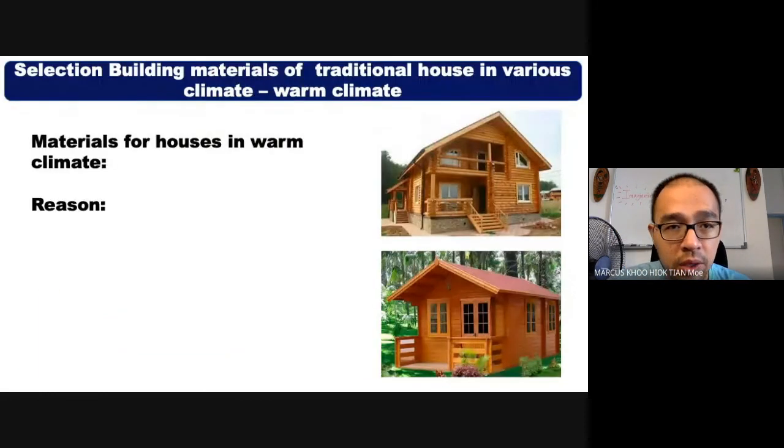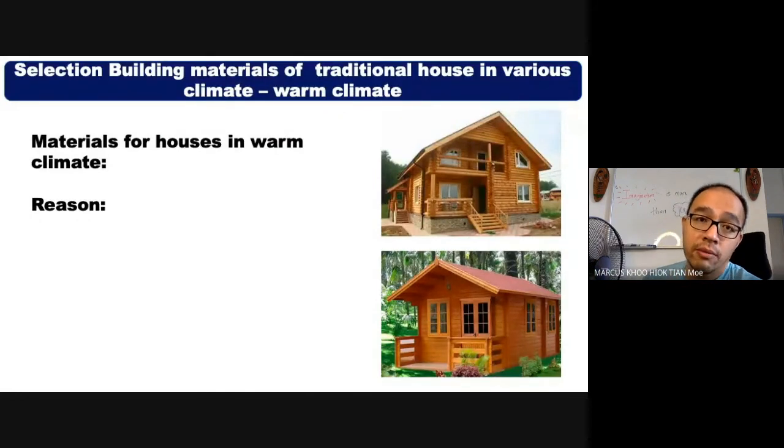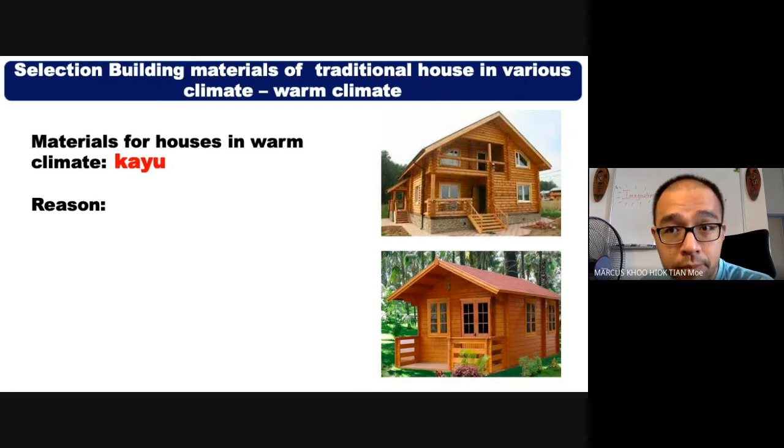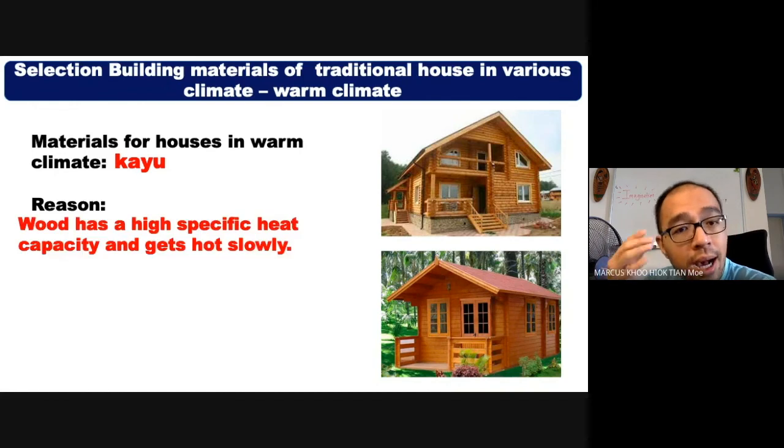Okay, let's talk about the house. So when you build a house, we want to find materials that are good for warm weather and also for hot weather. Now the interesting thing is, for both warm and hot, the most suitable material is actually wood. Sorry, kayu. Kayu is wood. The reason is because wood has a high specific heat capacity and it gets hot very slowly. Just like rumah-rumah kampung, houses that are made of wood are generally much cooler than houses that are made of cement, which is the house that most of us live in.